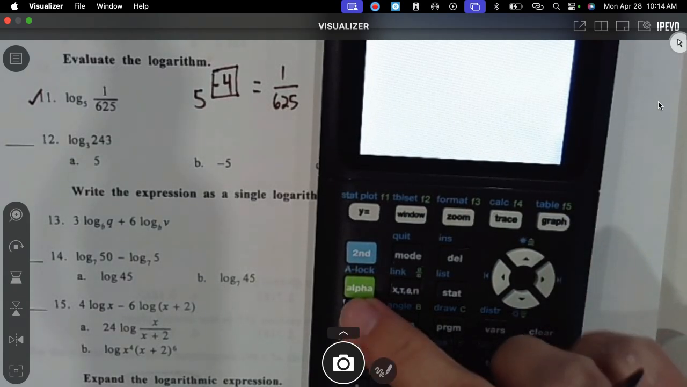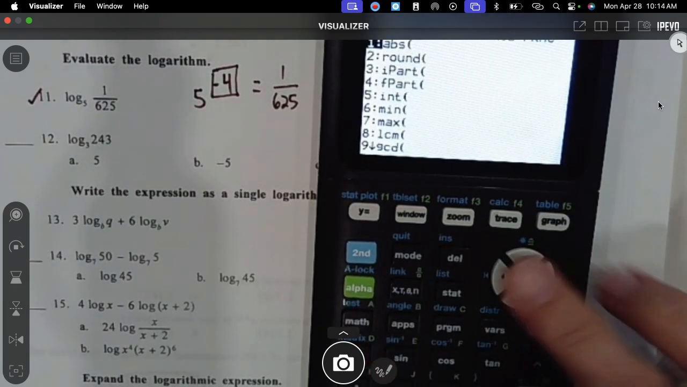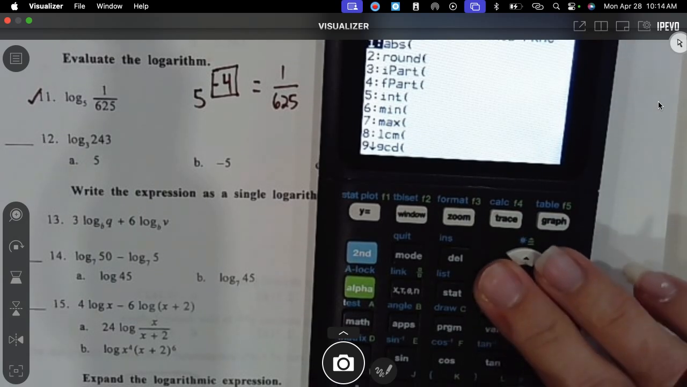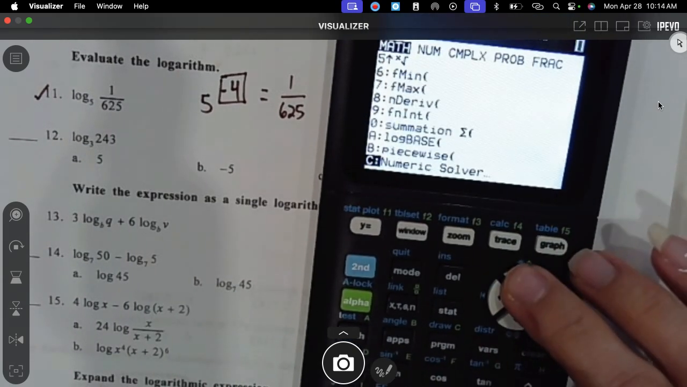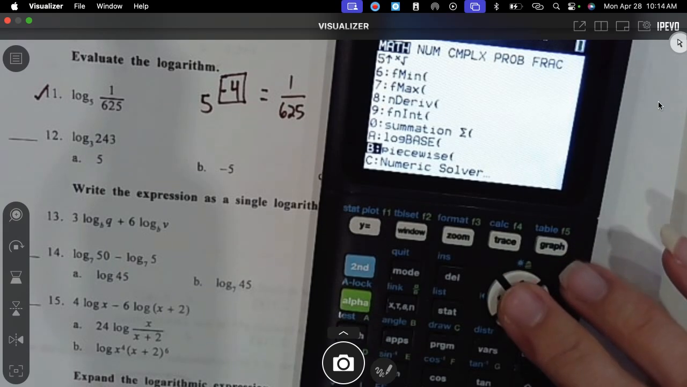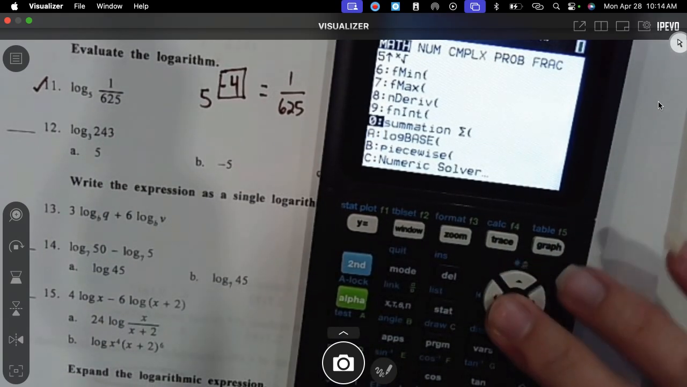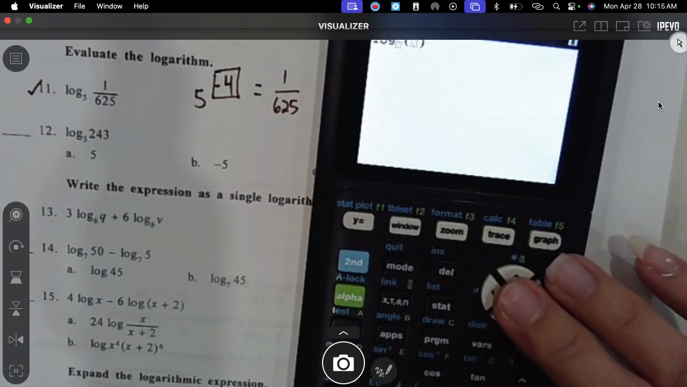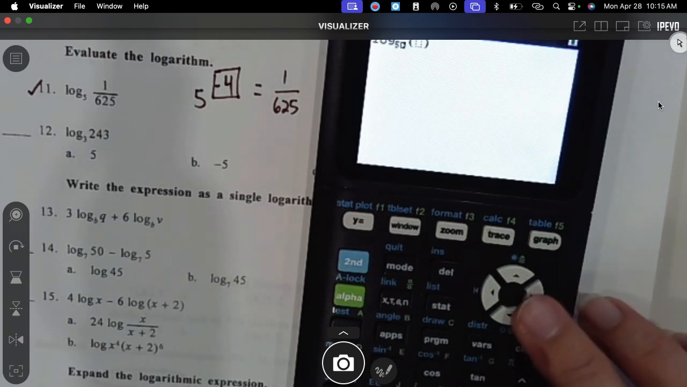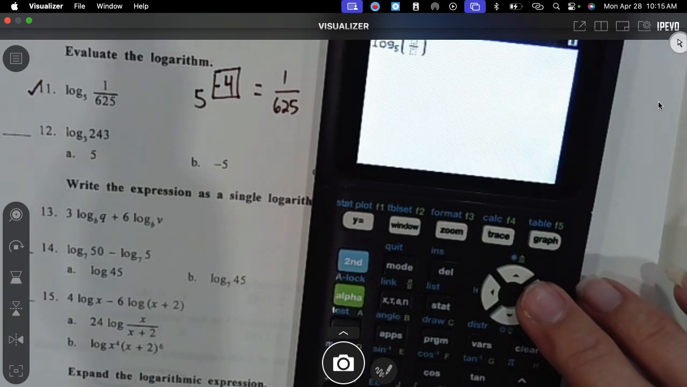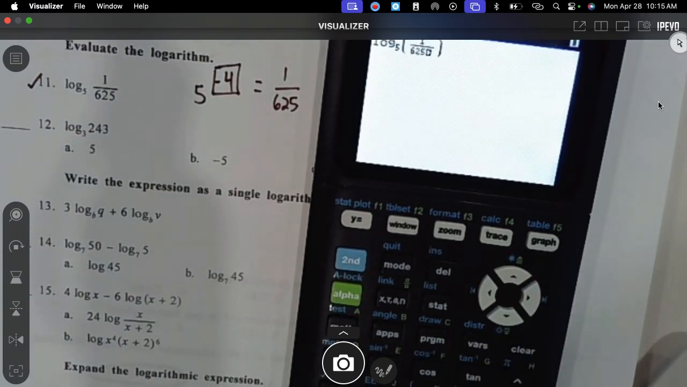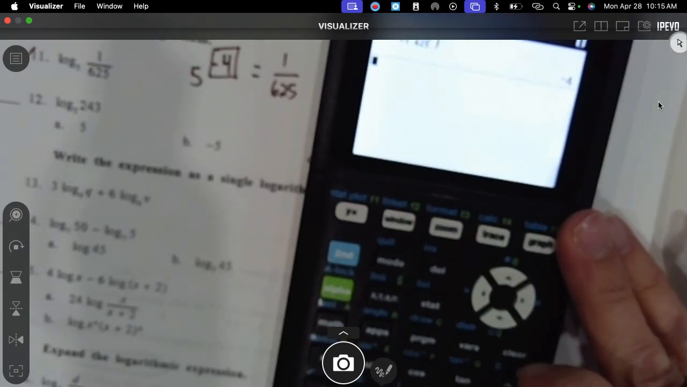For those that want the shortcut on the calculator: hit Alpha, Math, hit clear. Keep going up, one up, right there. Log base. Log base 5 of 1 over 625. And you press enter and it's negative 4.